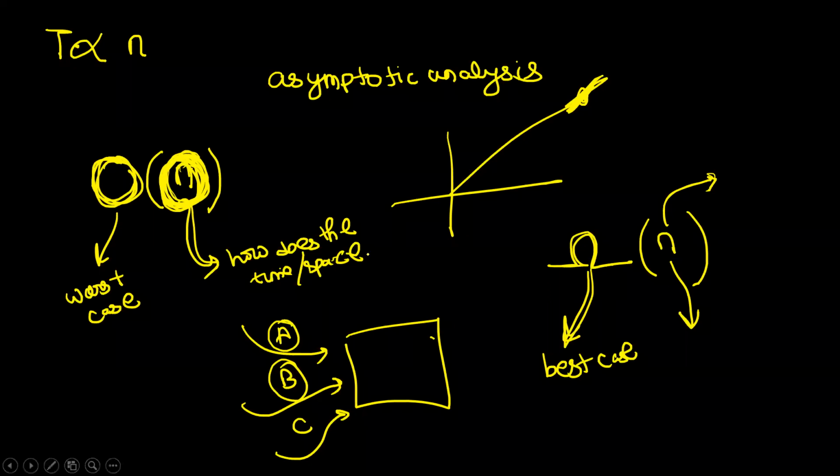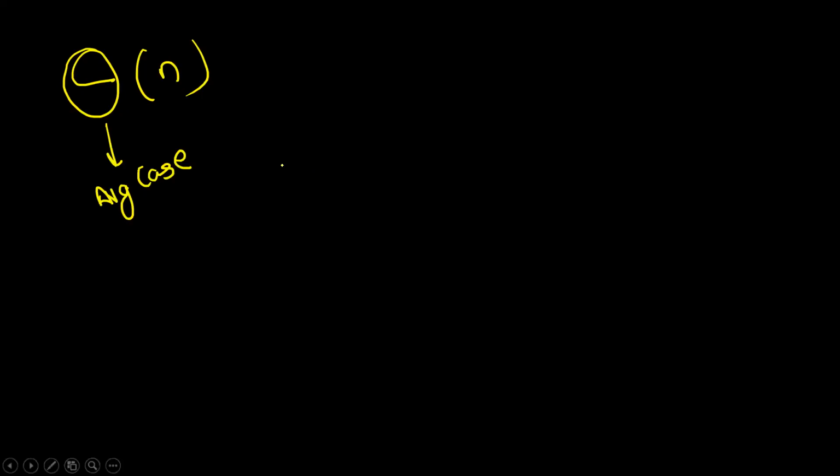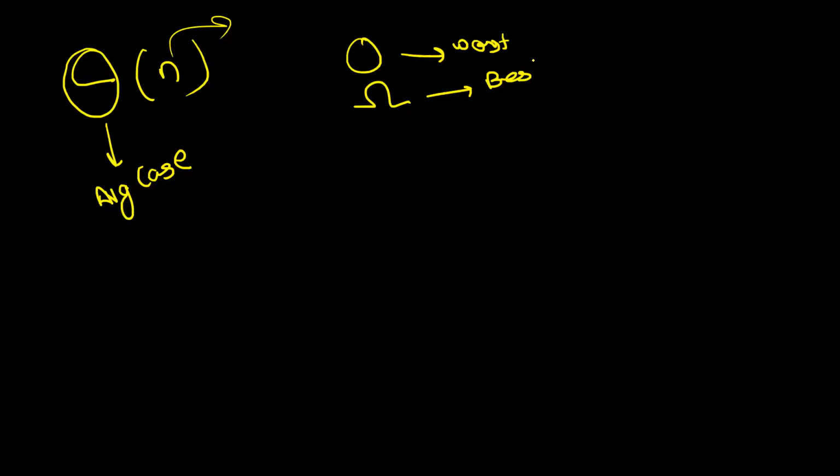And the third notation that we talk about is theta. Theta notation tells you the average case runtime. Let's say you are giving different inputs. How much runtime can you expect in an average case? If I run the program on a random input, on average, you can expect the runtime to be whatever you write here, that is linear. So big O stands for worst case, omega stands for best case, and theta stands for average case.